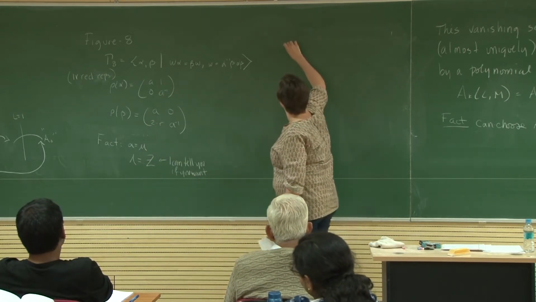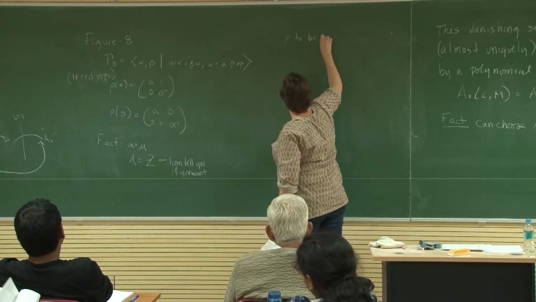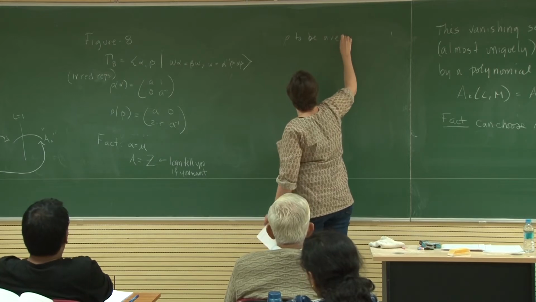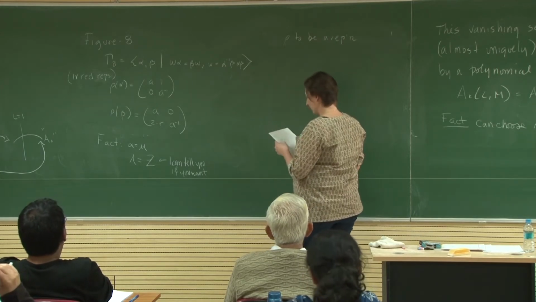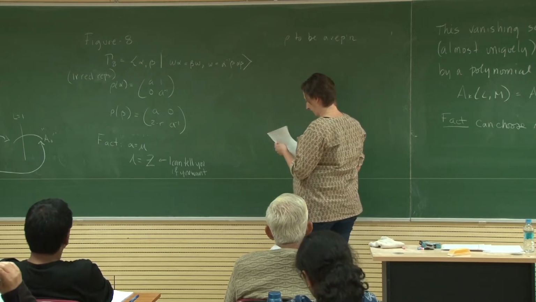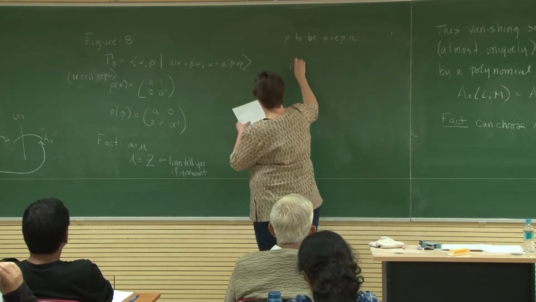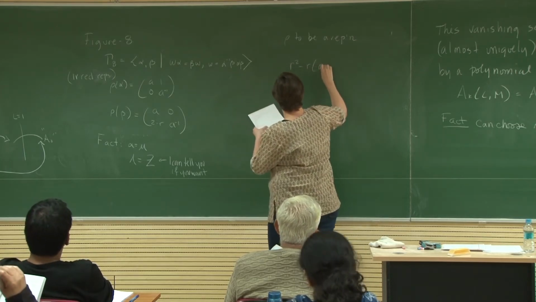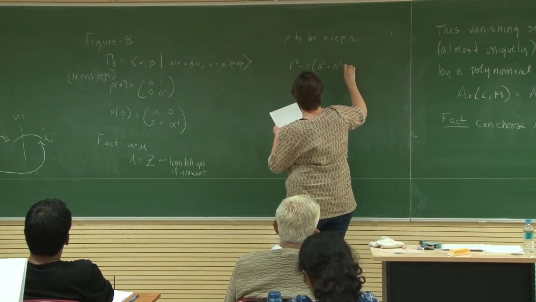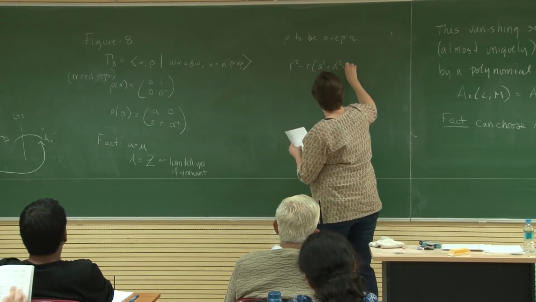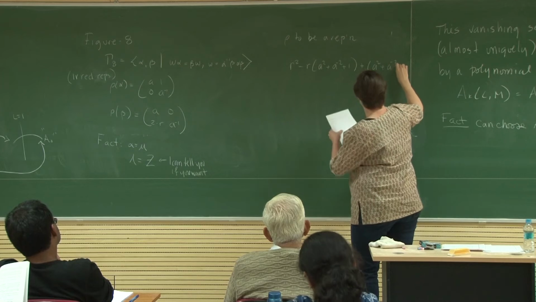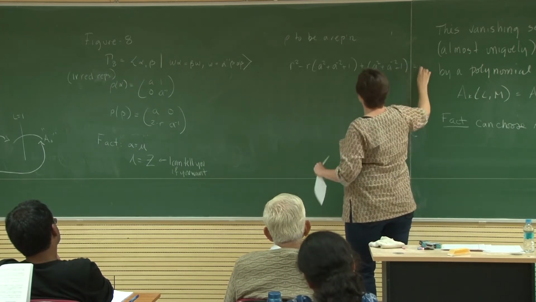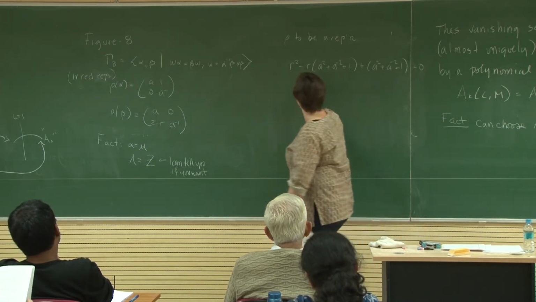Okay, so we know for rho to be a representation, that equation that I wrote down before had to be satisfied. So r squared minus r times (a squared plus a minus 2) plus 1 plus a squared plus a minus 2 plus 1 equals 0. Right? This is the star equation.